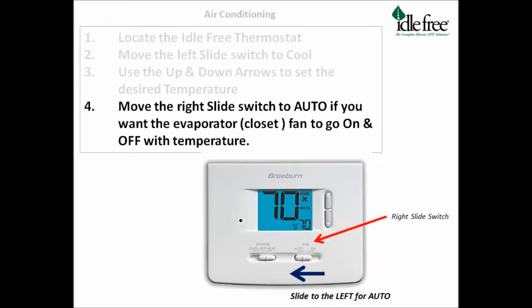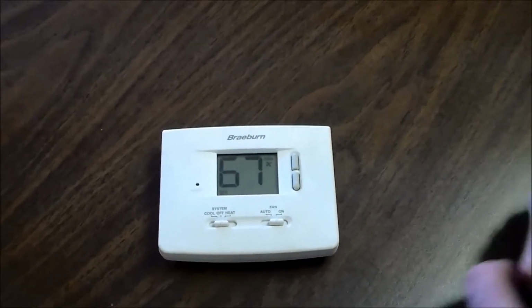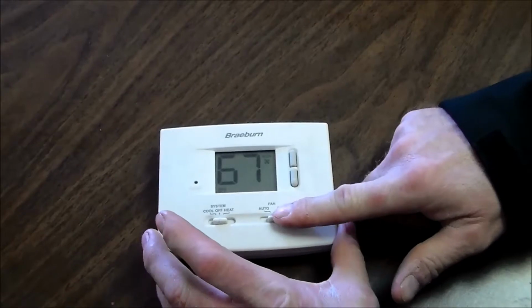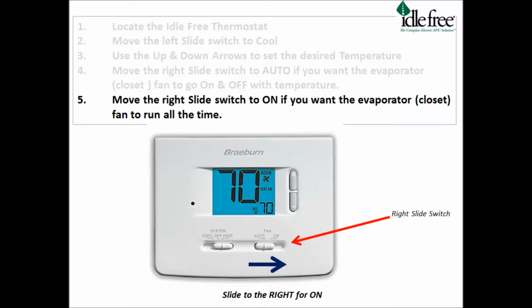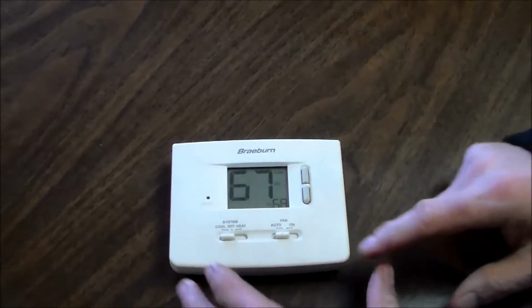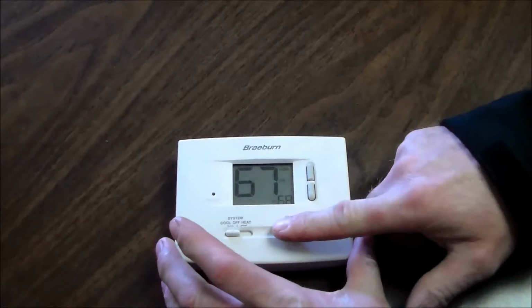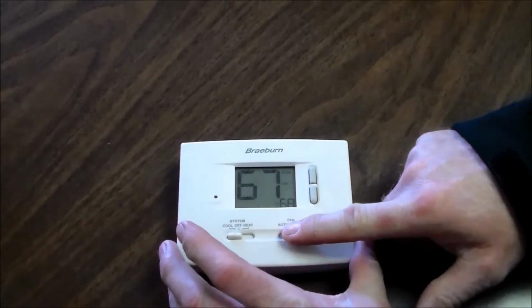Move the right slide switch to auto if you want the evaporator, the blower fan in the closet, to go on and off when the temperature in the bunk has been met. Move the right slide switch to on if you want the evaporator or the blower fan to run all the time that your air conditioner is running. Keep in mind that this fan will always be running as long as the switch is in the on position.